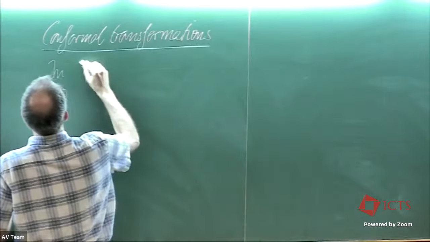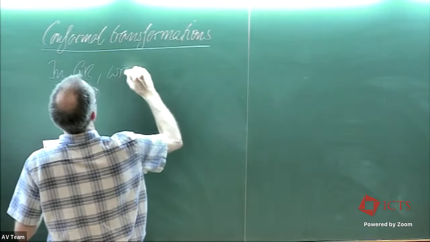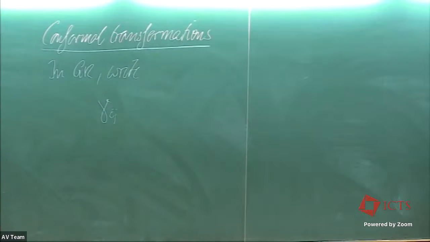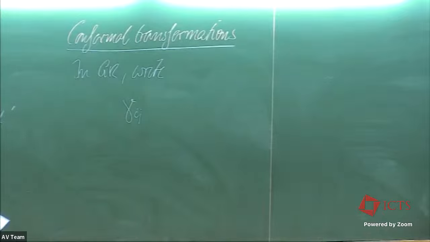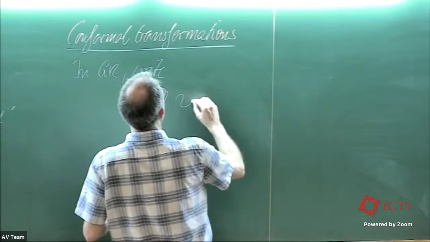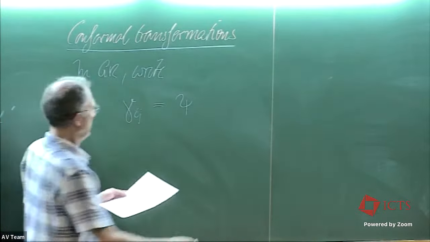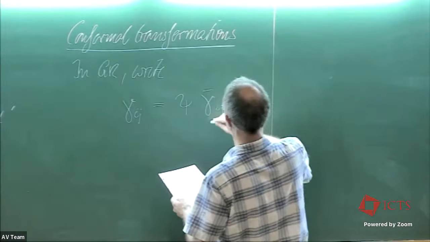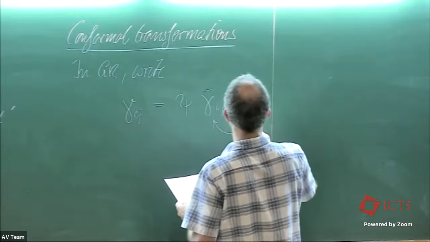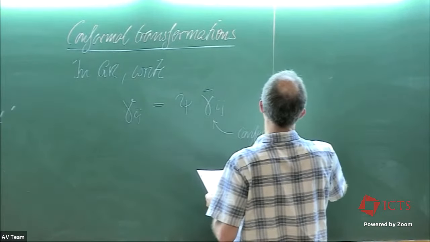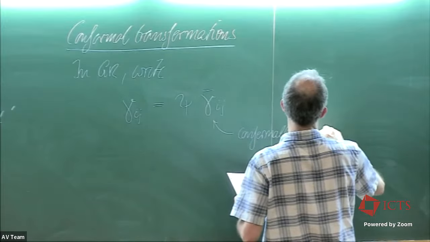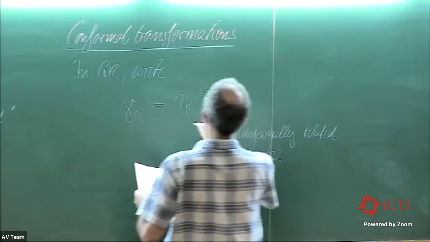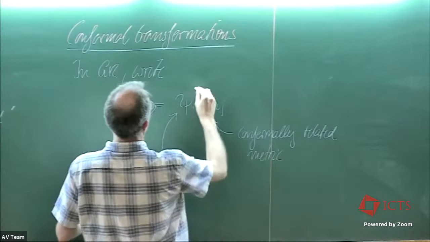So in GR, what we'll do is we will write the spatial metric, which is our unknown, or one of our unknowns, gamma ij, as a factor times some other metric. And the other metric I write as gamma bar ij, and I'll refer to that as the conformally related metric. And this factor, I'll call the conformal factor, okay?